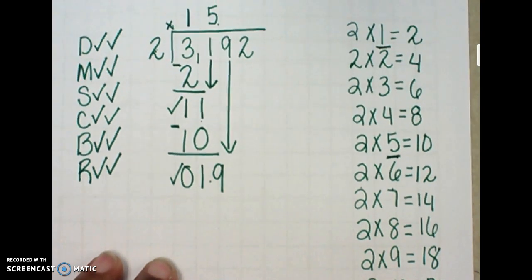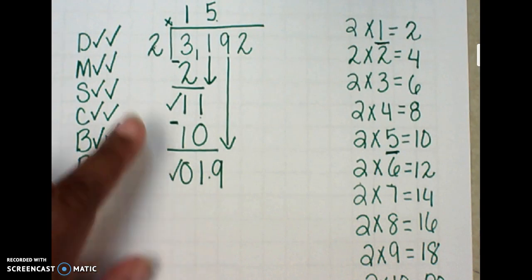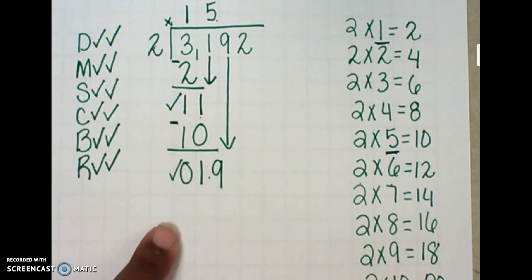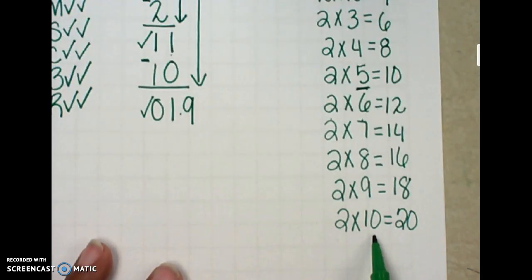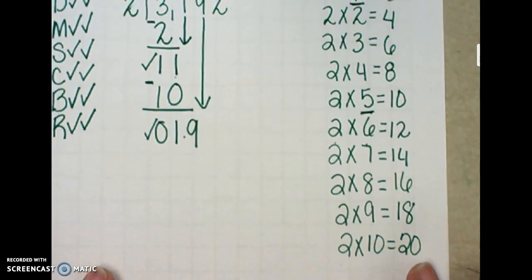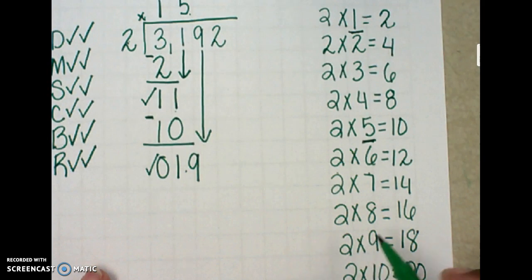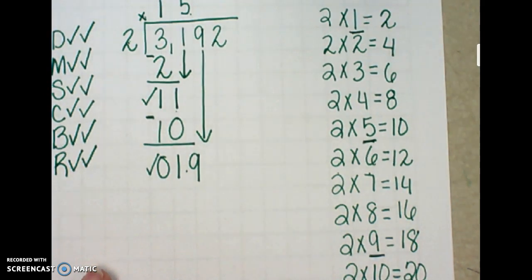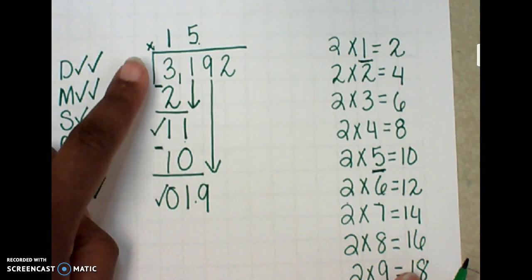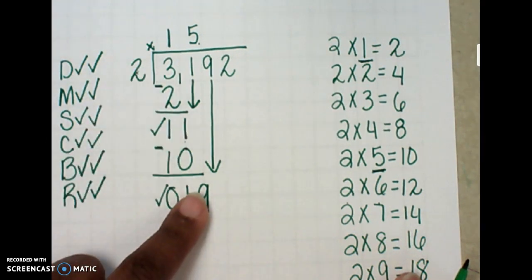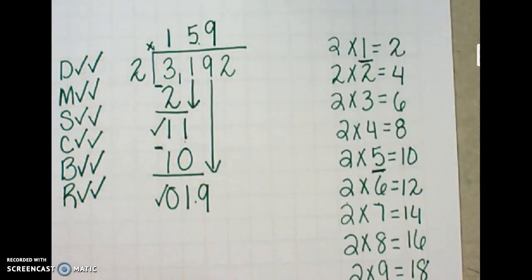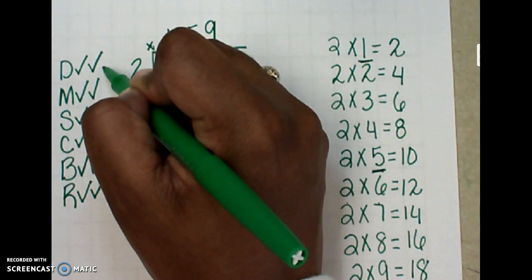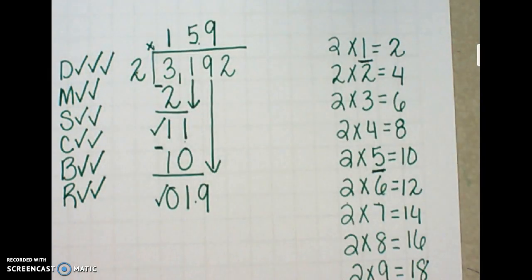So, how many groups of 2 can I pull out of 19? Well, I can't pull 2 groups of 10 out of 19 because 2 groups of 10 is 20, but I can pull 2 groups of 9 out of 19. I could pull 9. My 9 goes at the top. I'm going to put a check by D for divide.